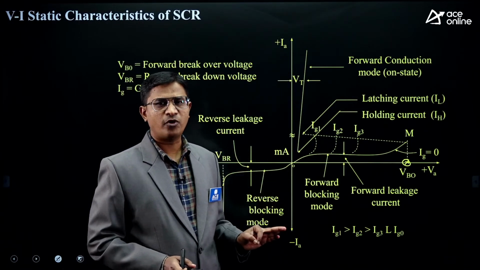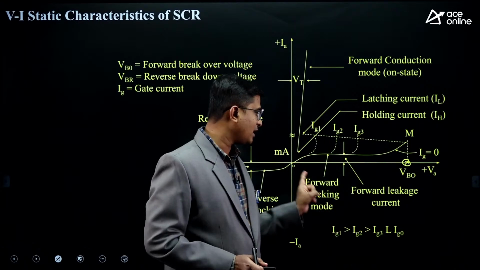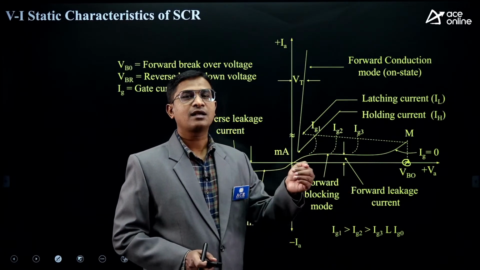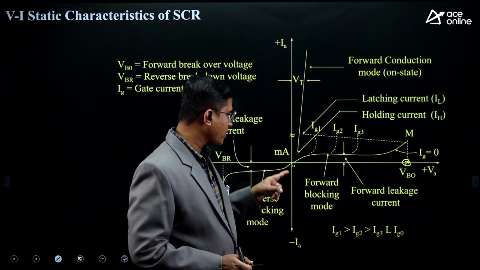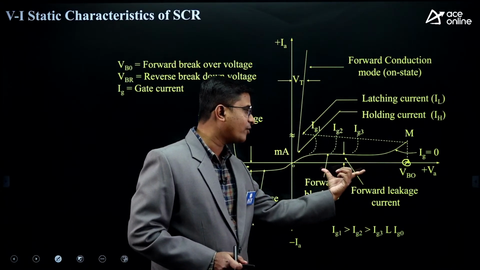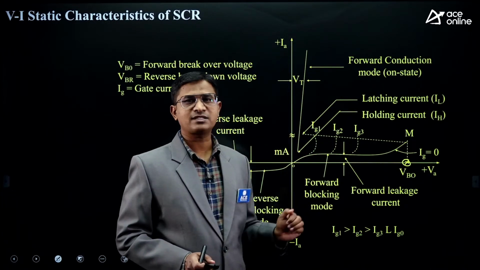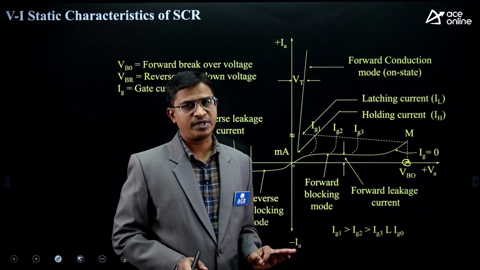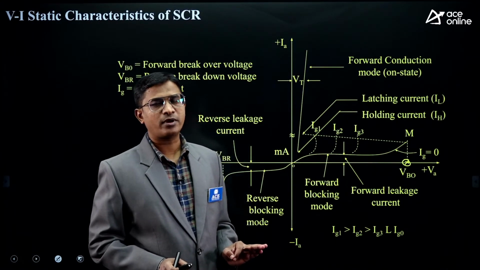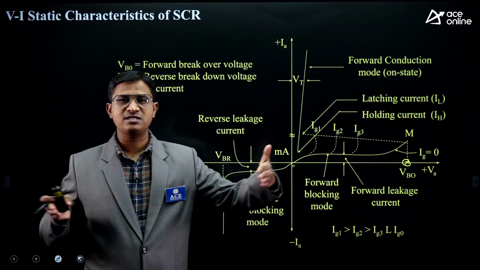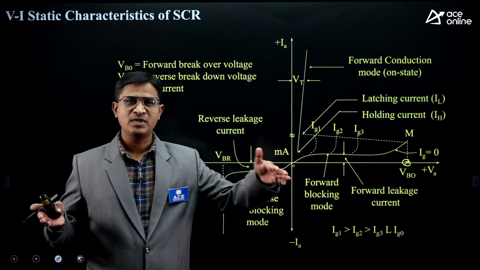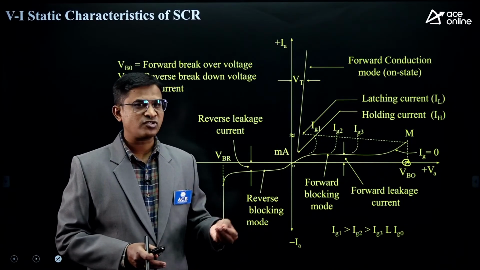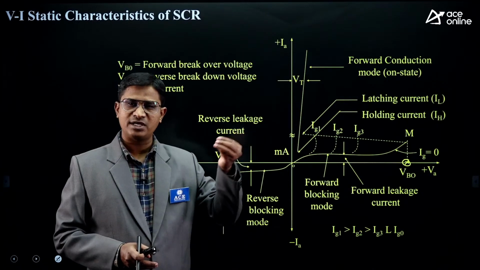During forward blocking mode, your device is characterized by a high voltage and very low current. Less current in the sense that it is comparative, only leakage current, in the range of microamperes. So during forward blocking mode, the voltage across the device is high and the current flowing through the device is low. So what is the impedance offered by the device? We know impedance is nothing but voltage divided by current.